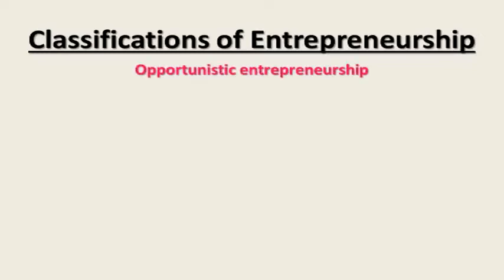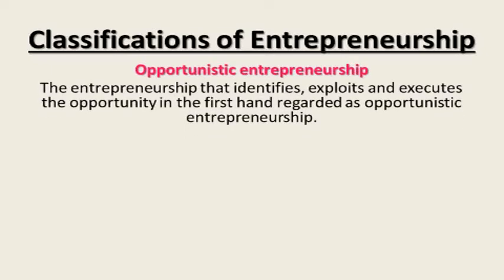The first classification is opportunistic entrepreneurship. These are the entrepreneurs who take chances whenever they find them. The entrepreneurship that identifies, exploits, and executes opportunities at first hand is regarded as opportunistic entrepreneurship. When they find something, for instance, a gap, they take that and specialize in that, and they don't like to lose that opportunity that they have found.